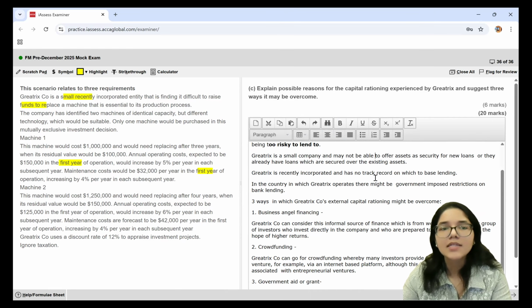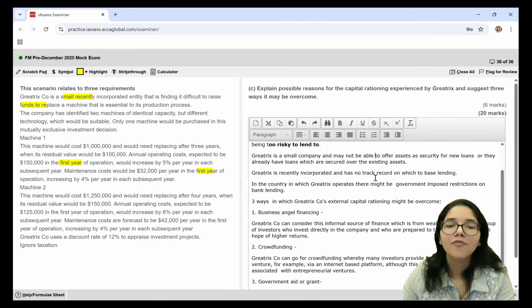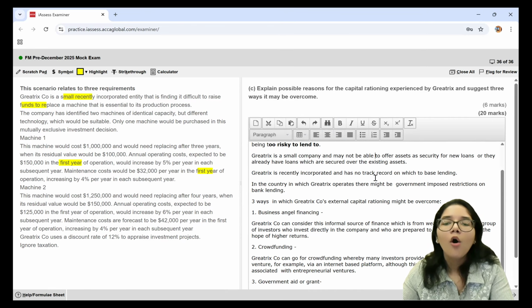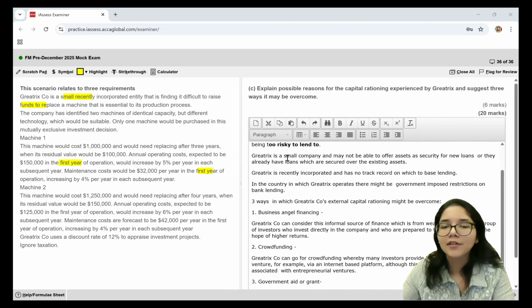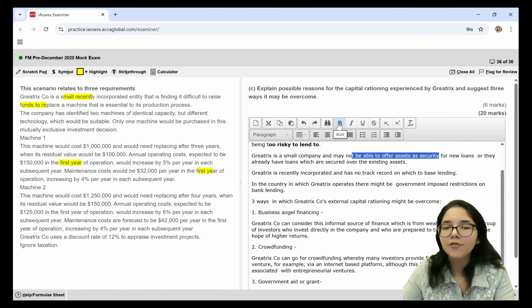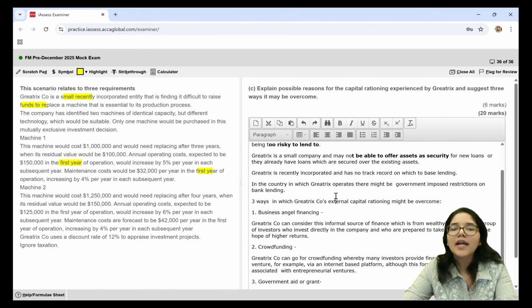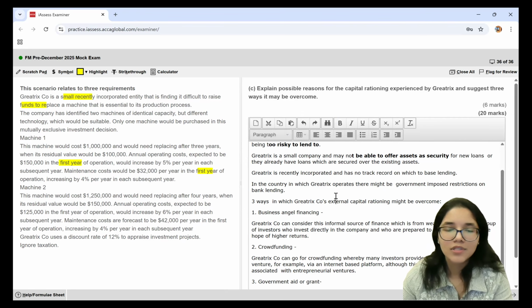What could be another reason? Maybe Greatrix does not have many assets which they can give as collateral for taking the loan, or whatever assets they already have are already used as security for another loan. So it's a small company, and may not be able to offer security for new loans, as the assets have already been offered as security on the other loans that Greatrix has taken.